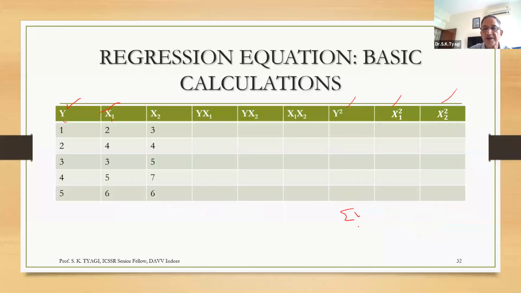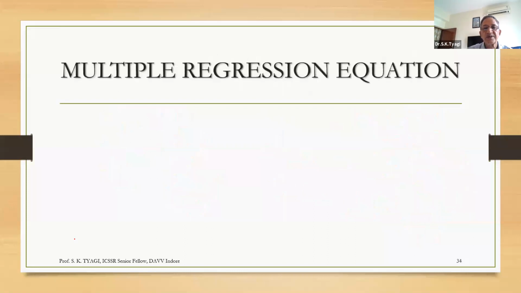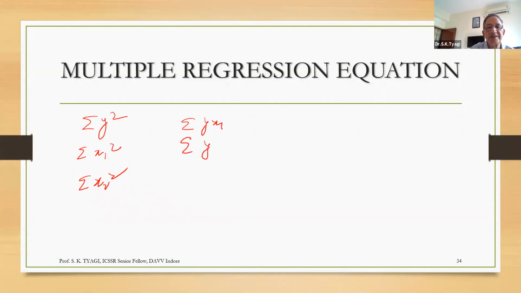Y squares, this is sum of y square, this is sum of x1 square, this is sum of x2 square, sum of x1 x2, sum of y x1, sum of y x2, sum of x1 and sum of y. So now next step is to calculate sum of small y square, sum of small x1 square, sum of small x2 square, sum of yx1, sum of yx2 and sum of x1 x2.